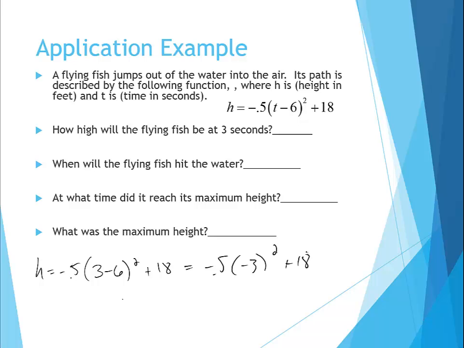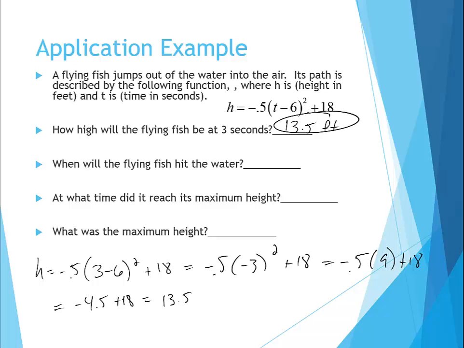Now we'll get negative 3 squared. So exponents. Negative 3 squared is positive 9. So that'll give you negative 0.5 times 9 plus 18. And then we multiply. So negative 0.5 times 9 is going to be negative 4.5. So negative 4.5 plus 18. And finally, we'll get 13.5. So the fish will be at 13.5 feet at 3 seconds. Now it's 13.5 because 18 plus negative 4.5 is the same thing as saying 18 minus 4.5, which is 13.5.